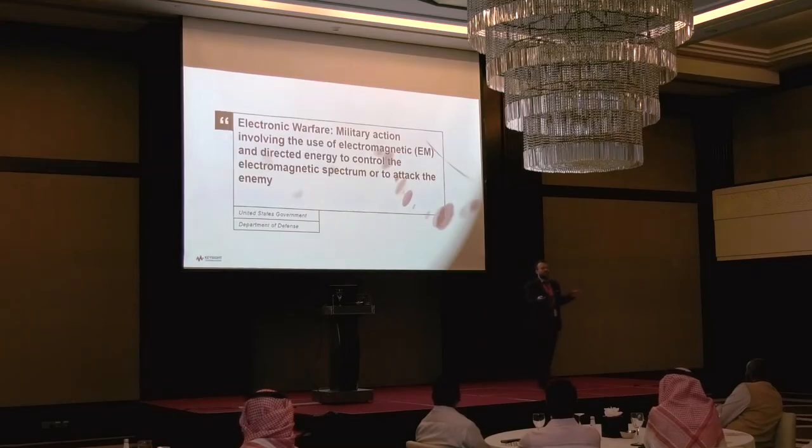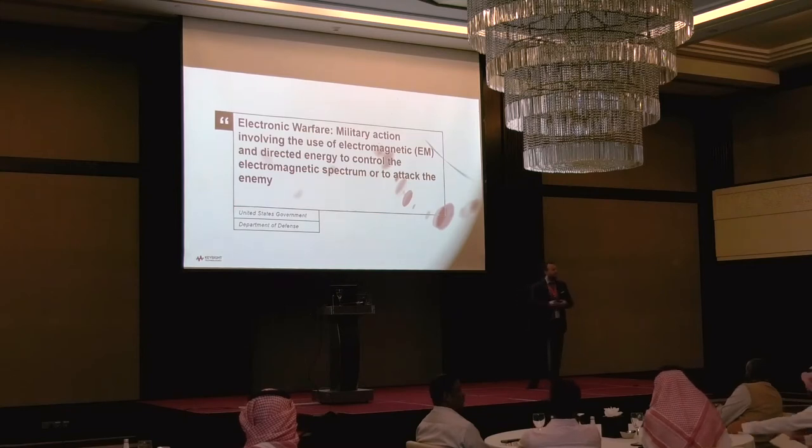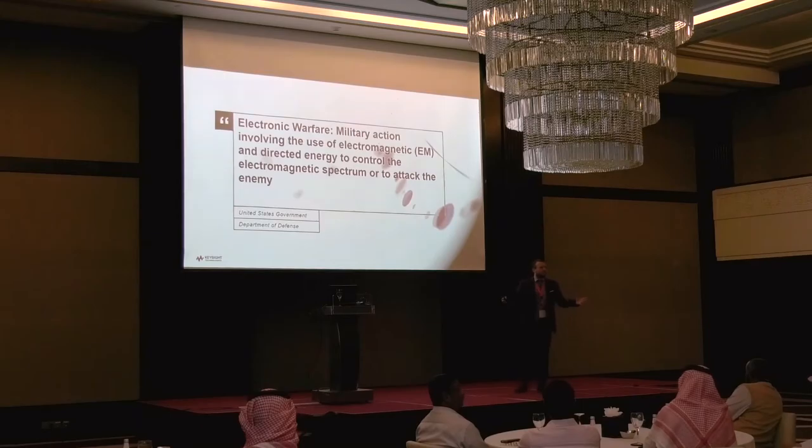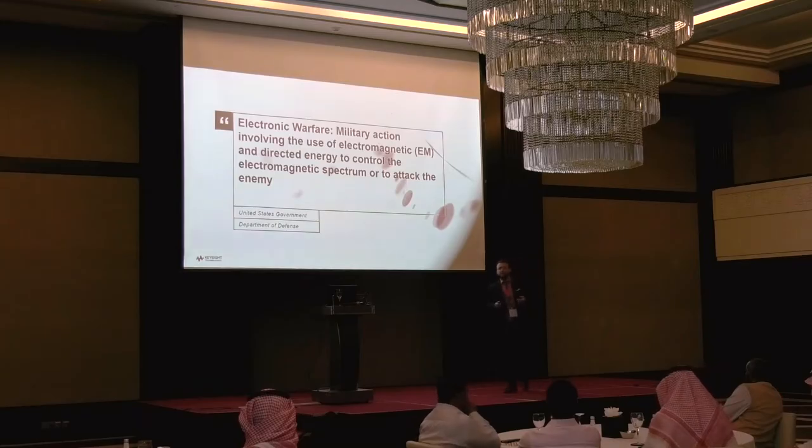So, electronic warfare is a military action involving the use of the electromagnetic spectrum, and that can be directed energy, or it can be use of systems such as radar and countermeasures around that. And typically, as it's a warfare activity, it's used to attack an enemy. So typically we're talking about a battlefield, and you'll hear a lot of talk about electromagnetic spectrum dominance and our ability to control our electromagnetic spectrum, and that's being used as a battleground, as Phil mentioned.